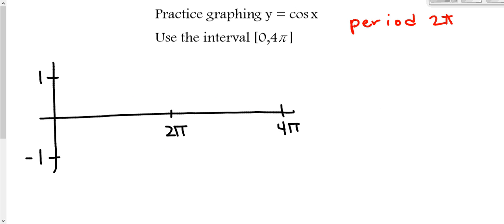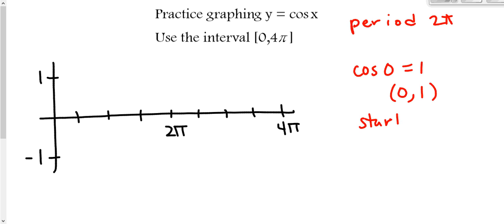So we need to split the interval from 0 to 2 pi into 4 chunks. Split it in half, split that half in half, split all the halves in half. And then from 2 pi to 4 pi, split that in half, split those halves in half. So here we go. Remember that cosine of 0 is 1. That means it's going to go through 0, 1. And so I say we start at the top. We're at the top of the roller coaster. So you put that point in place at the top.